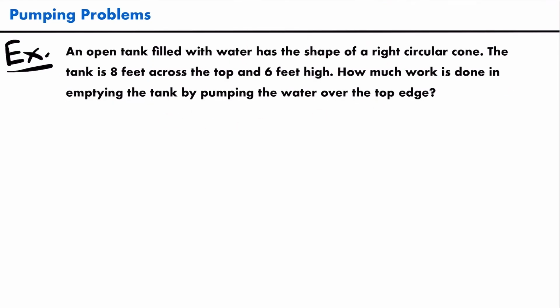All right, so here's our example. An open tank filled with water has the shape of a right circular cone. The tank is 8 feet across the top and 6 feet high. How much work is done in emptying the tank by pumping the water over the top edge?